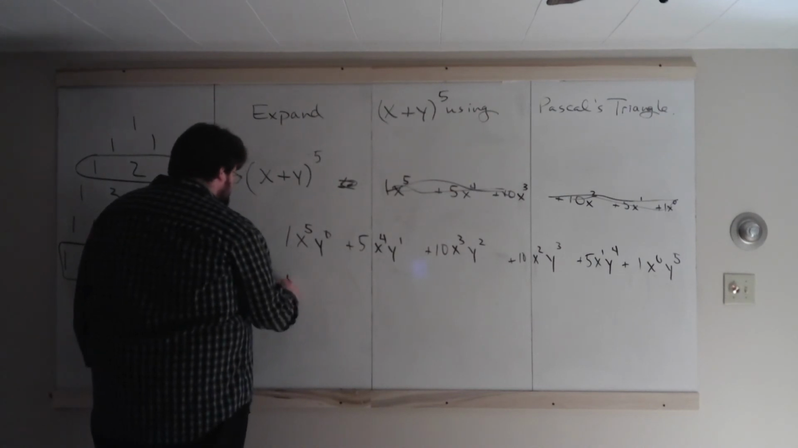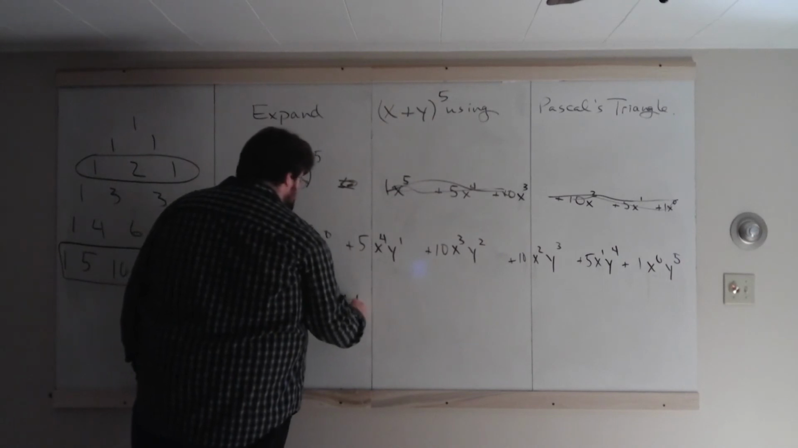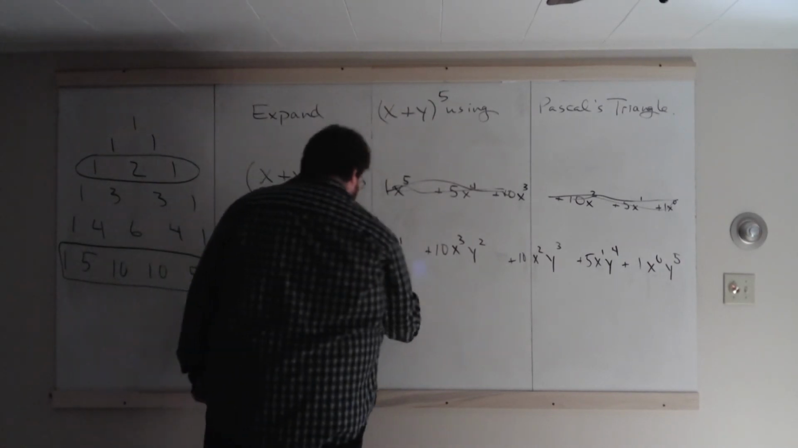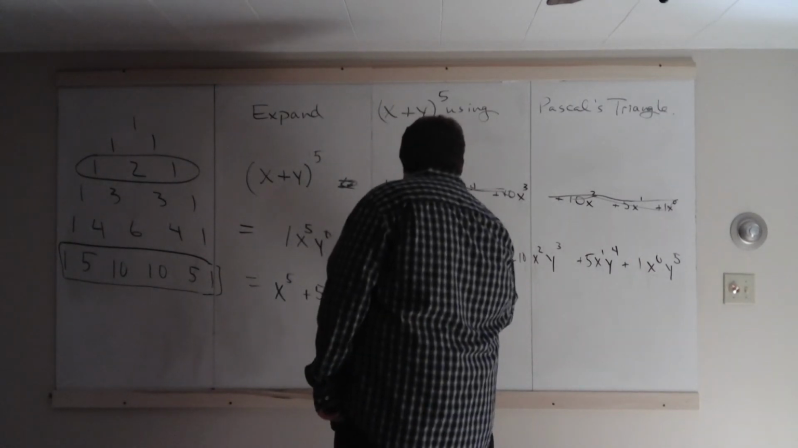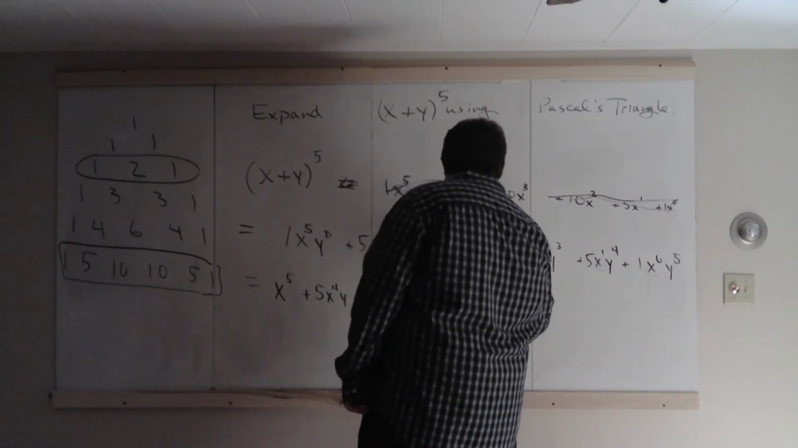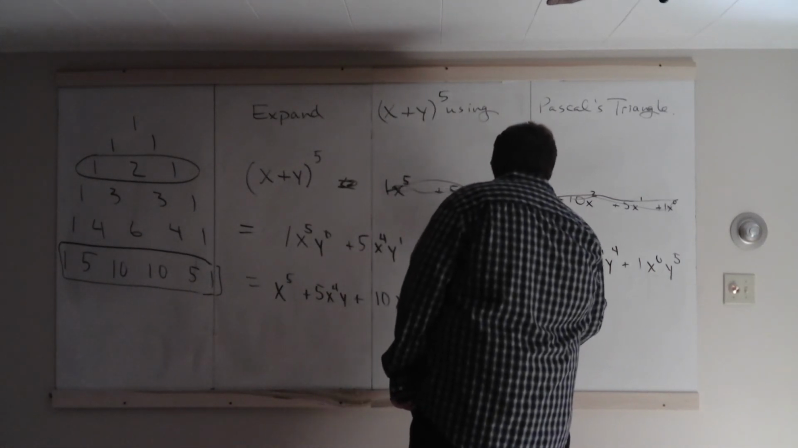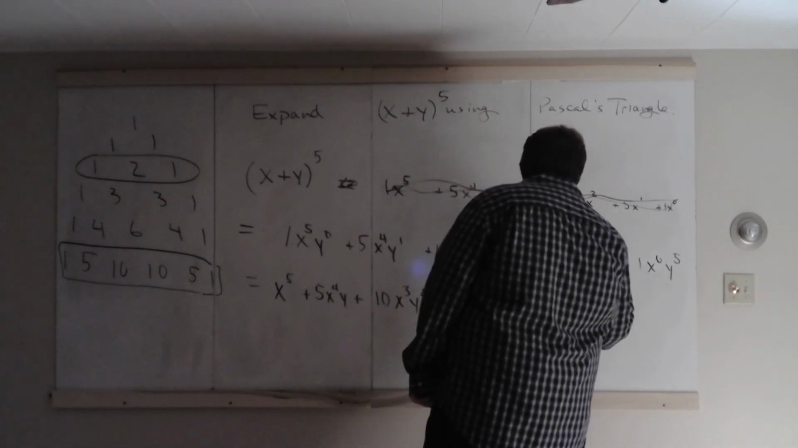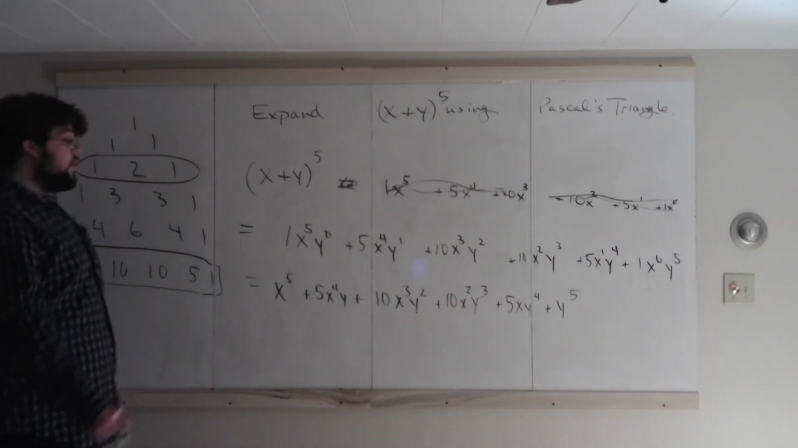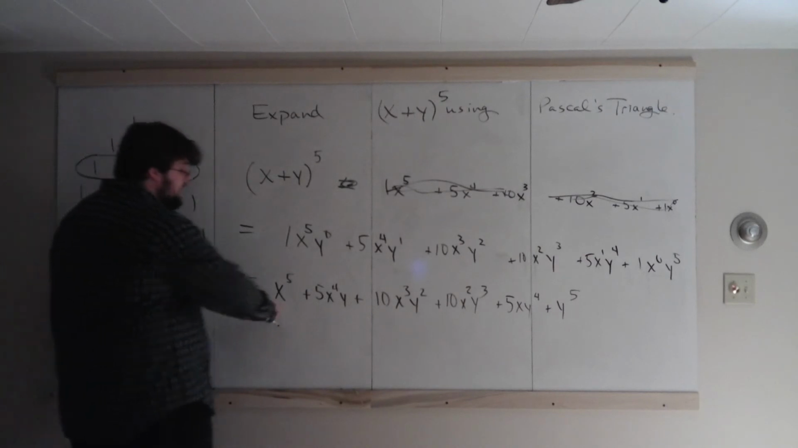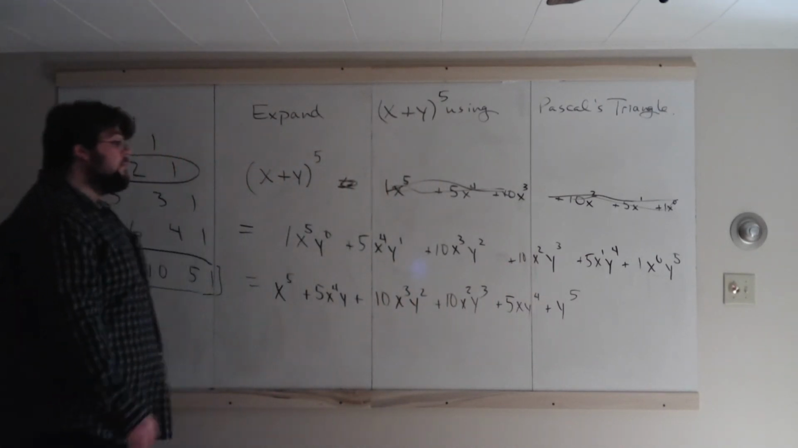And now we just simplify this, not writing all the 1's. We get x to the 5th plus 5x to the 4 y, plus 10x to the 3 y squared, plus 10x to the 2 y to the 3, plus 5x y to the 4, plus y to the 5th. And you can check your work at the end by looking at the coefficients and making sure the exponents add up to 5, and they go in the 5, 4, 3, 2, 1, 0, 0, 1, 2, 3, 4, 5 order.